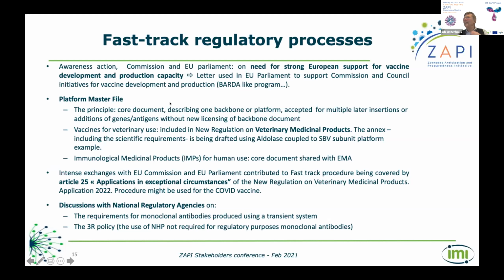Well, then the other thing is, of course, that in times of epidemics and pandemics, it is important that we also have access to a fast-track regulatory process. And definitely when we are facing a situation where the antigen is changing, we get mutations that cause escape. And so there is a need for strong European support for vaccine development and production capacity. And especially Joris van de Putte's group has been doing a lot of work on really going after these regulatory things, a platform master file.